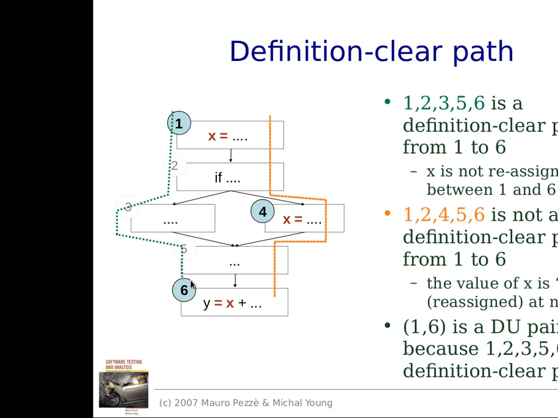So 1, 2, 3, 5, 6 is a clear path because x is defined at 1 and it's not redefined all the way up to its use. 1, 2, 4, 5, 6 is not clear because it's redefined at 4. So this is not a good definition-use. You can think of the value of x as killed at this moment. A better way of thinking about it might be reassigned. Still, 1 to 6 is a definition-use pair because you could flow 1, 2, 3, 5, 6. So that's still a legal definition-use pair. You would just know that if you're going to use this as a definition-use pair, this is the path you would have to take.